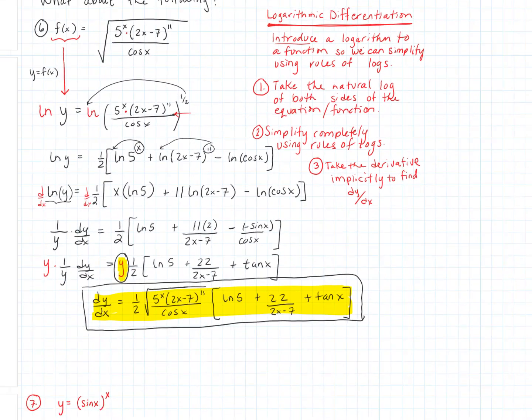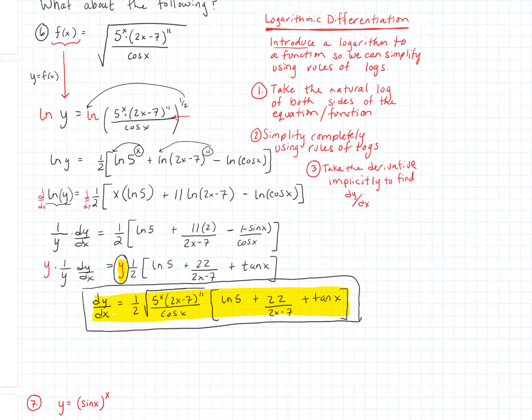Okay, so that's the basics of logarithmic differentiation. We're going to introduce a log, take the natural log of both sides of the equation of the function, simplify it completely using the rules of logs, and then take the derivative implicitly to find dy dx. This last step will involve, in the end, substituting back in for y at the end. Okay, at the end of your implicit differentiation, you do want to substitute back in for y, just like we did. That's what we did right here. We went back and we put our y back in after we had solved for dy dx.